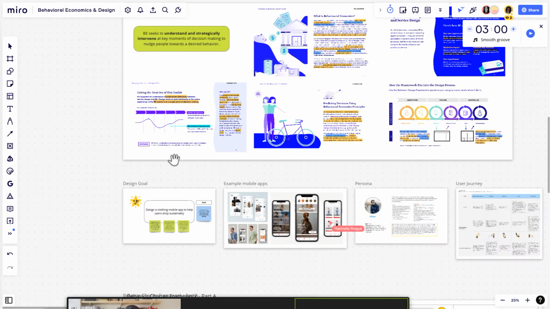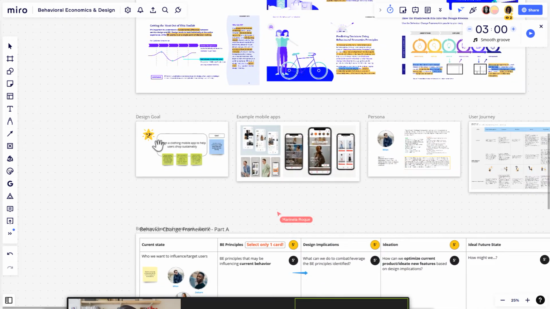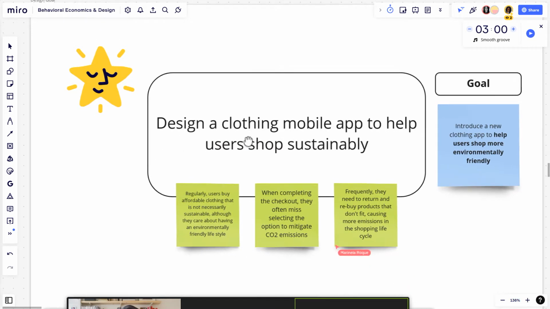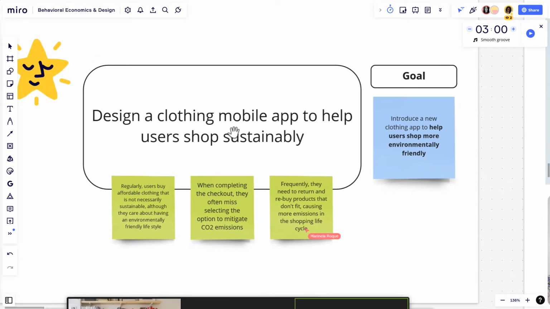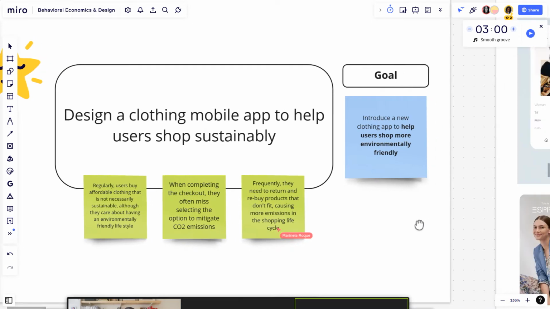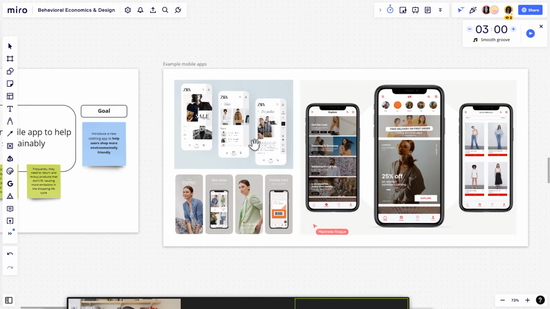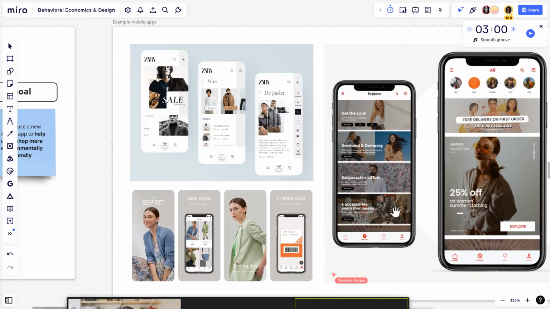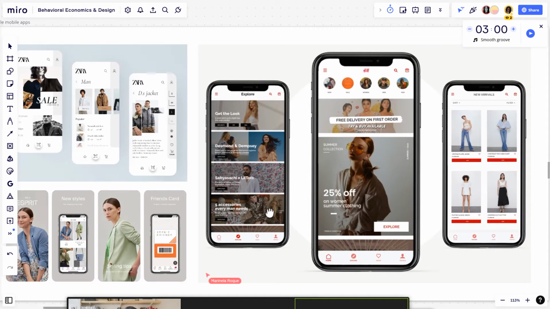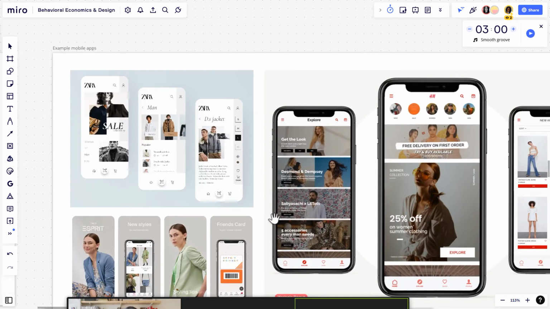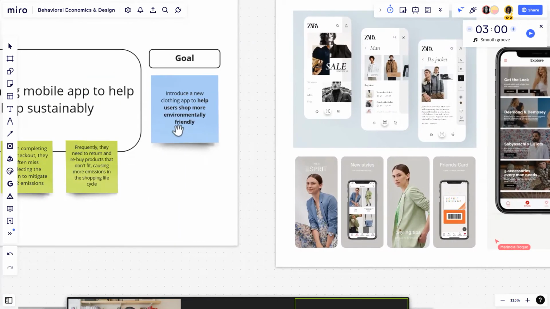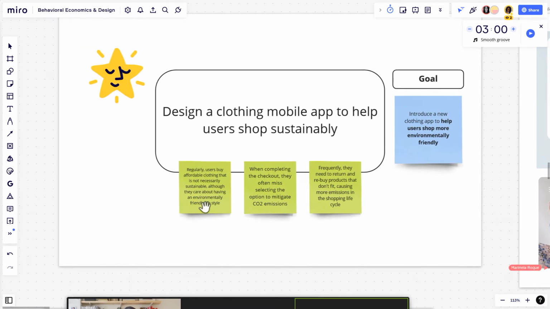And I would like now to briefly introduce you to our design goal. As you know from the description of the event, we're going to design a clothing mobile app to help users shop sustainably. It's a very simple, short statement. You can think of this as Zara, H&M, or Spring. You have these mobile apps, with people showcasing their products, clothing, and this is for you for inspiration so that you can place this product in your mind. So here are some sticky notes that describe what are the issues around this hypothetical case.